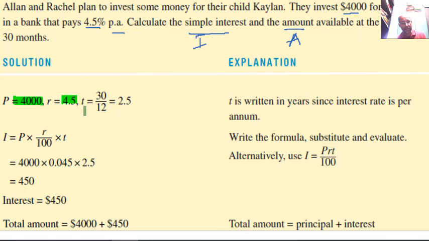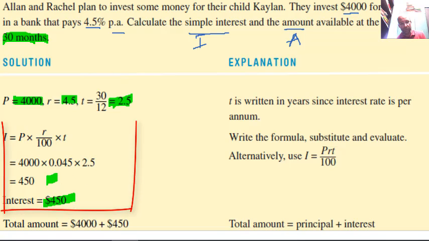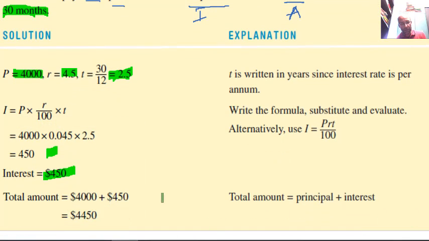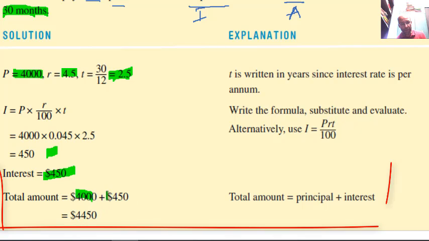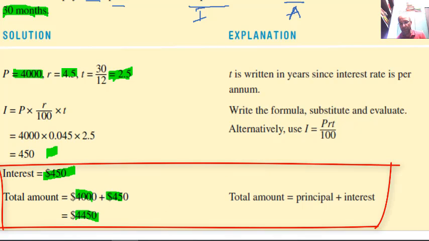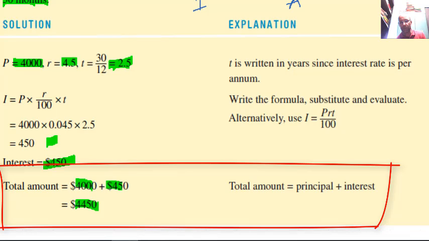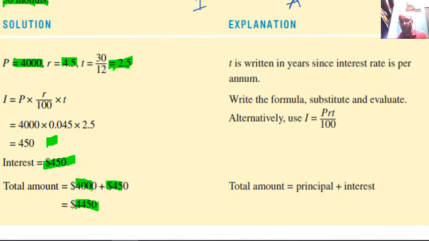We start with a principal of $4,000. The interest rate is 4.5%. Be careful, this is given to you in months. We need to convert that into years. There are 12 months in 1 year. We have 30 months, so it's how many 12s fit into 30? It's 2.5 years in 30 months. We get our formula and we substitute it in, and we get an interest of $450. So how much do we have altogether? We started with 4,000 and we added 450, and we get 4,450. Time to try some simple interest.